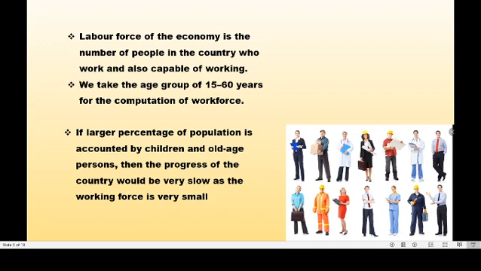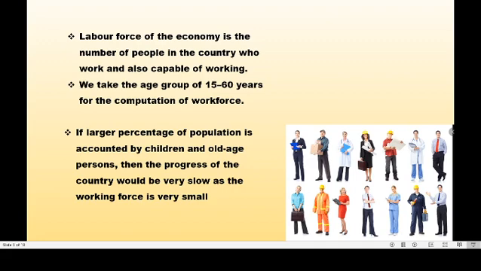So my dear students, there is a big question. If there is a larger percentage of the population in a country accounted for by children, less than 20 to 25 years, and only a smaller percentage of labor force in the higher age group, more than 30 to 60, can you visualize whether the progress of the country would be very slow or very fast?